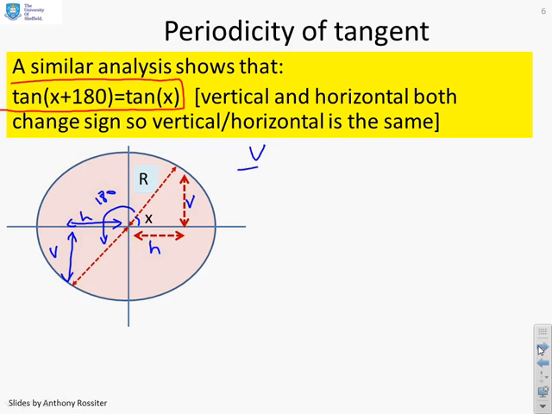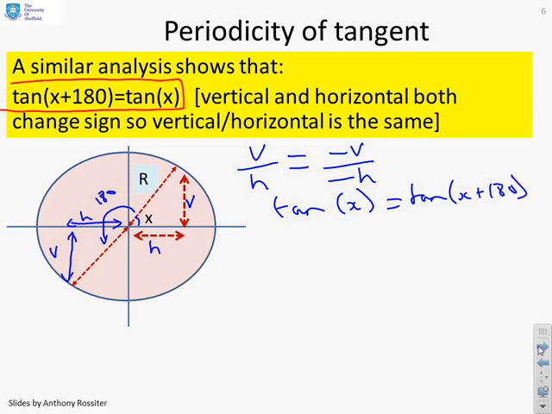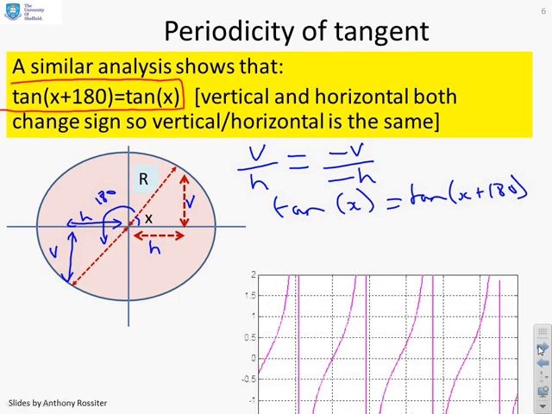So we can write things like v over h equals minus v over minus h, and what that tells you is that tan x equals tan of x plus 180. So in other words, if you add 180 degrees to x, you will get the same value for tan.